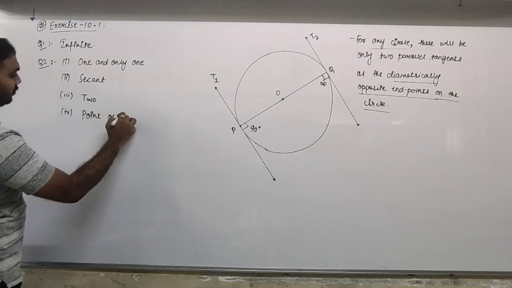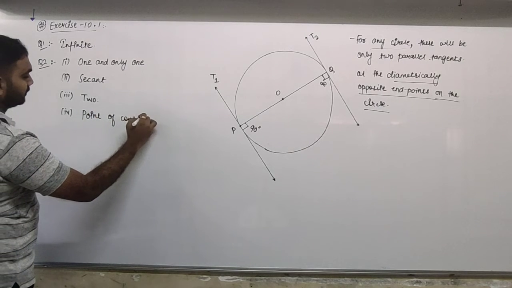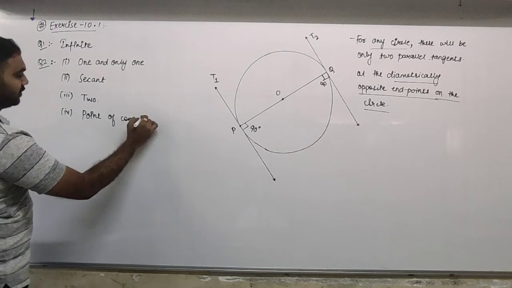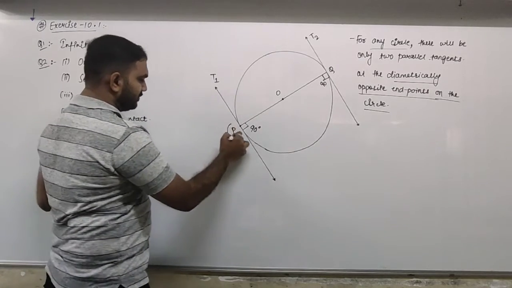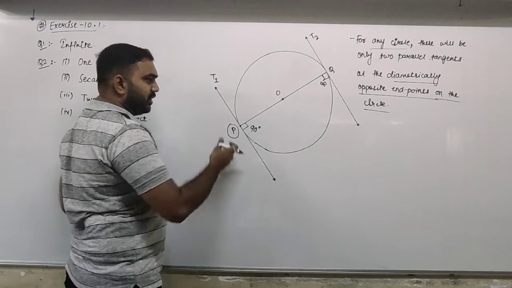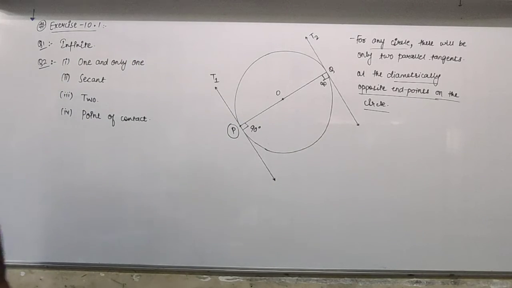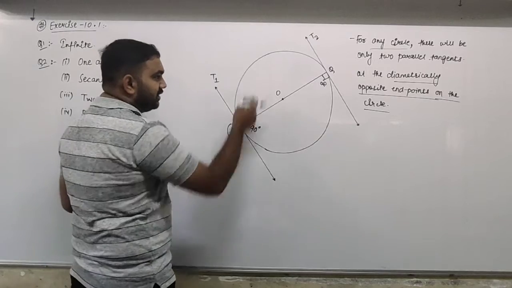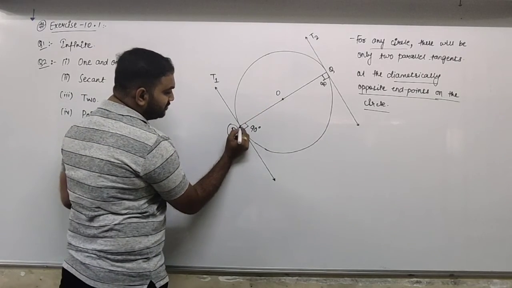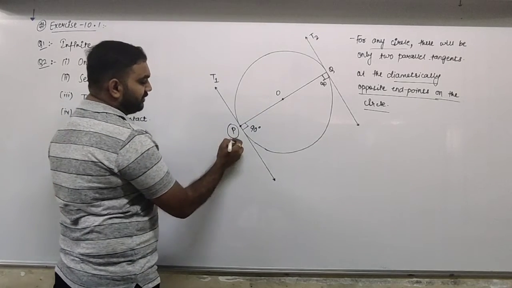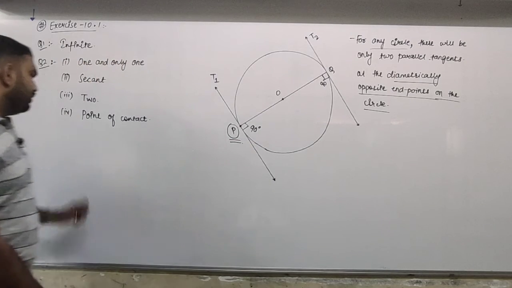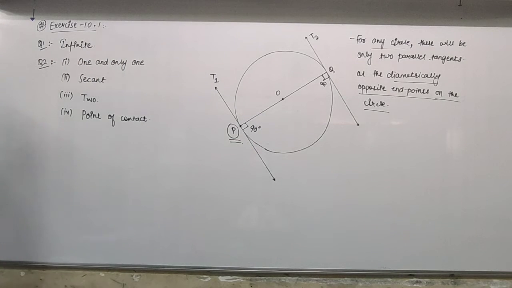Point of contact. Again, this is the common point between the tangent to the circle and the circle. What is the common point between the two called? It is called the point of contact. Right? This will be the fourth fill in the blank.